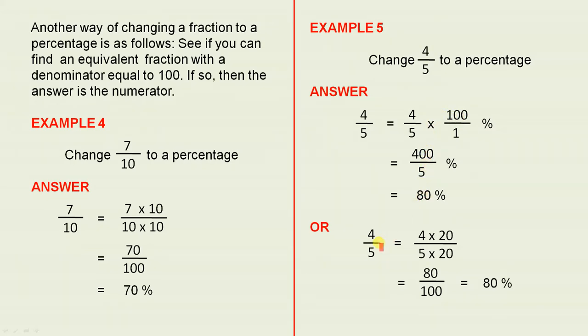Or you can do it the other way. You can find the equivalent fraction by multiplying top and bottom by 20, which gives us 80 over 100. Since the denominator is 100, the answer is 80%, which is the numerator. So you get the same answer, whichever way you do it.